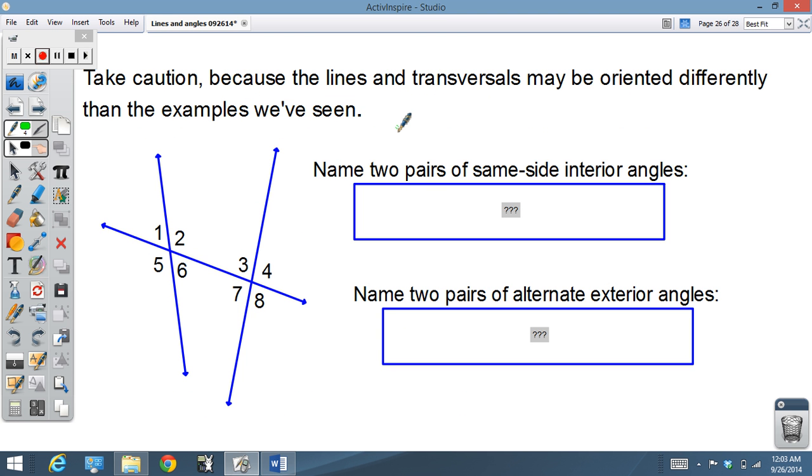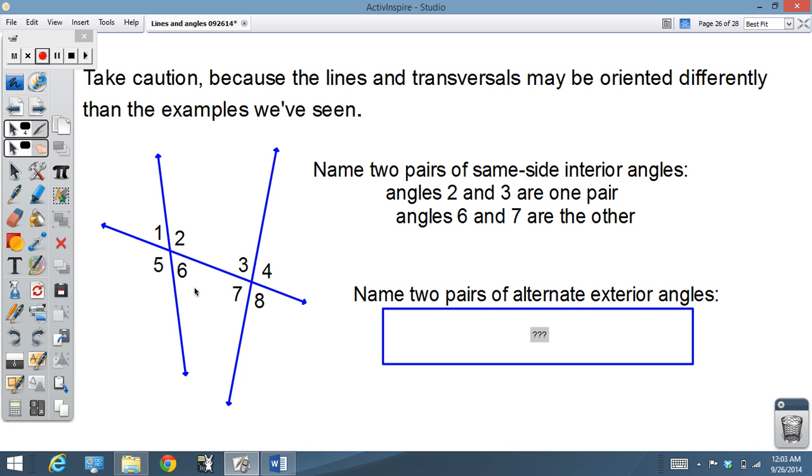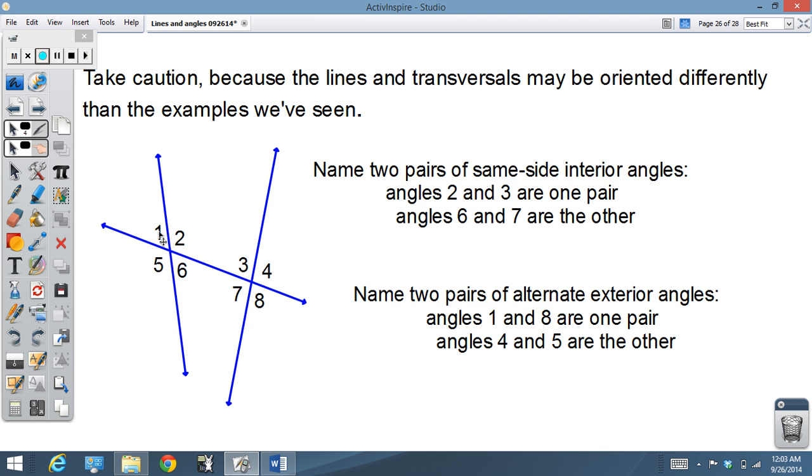Now it's your turn. We may not always have the lines and transversals oriented like the examples I've given you. So I've crossed things up a little bit. Your turn to name two pairs of same side interiors, two pairs of alternate exteriors. Pause. I'll reveal in a moment. Here we go. The same side interior angles are 2 and 3, which make one pair of same side interiors. 6 and 7 make the other. The alternate exteriors, 1 and 8, 4 and 5.